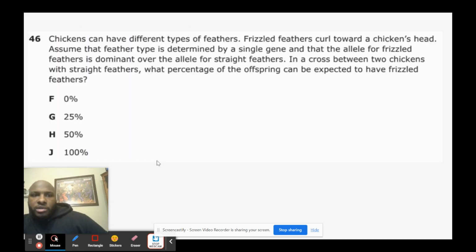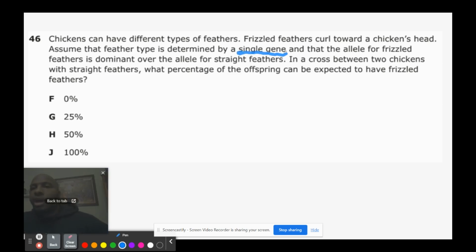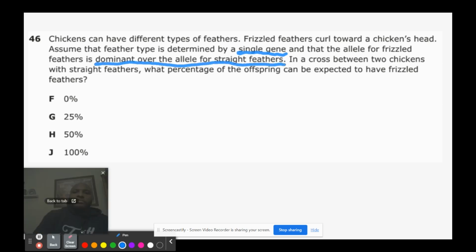We're quickly approaching our last one. Okay. This is our last question. So I'll save the best for last, right? The question says, chickens can have different types of feathers. Frizzled feathers curl towards a chicken's head. Assume that feather type is determined by a single gene. So I'm going to underline that. We're talking about one gene. So we're going to go monohybrid cross. It's determined by a single gene, and the allele for frizzled feathers is dominant over the allele for straight feathers.